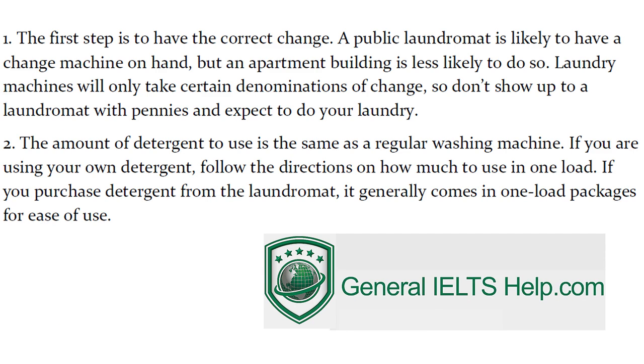1. The first step is to have the correct change. A public laundromat is likely to have a change machine on hand, but an apartment building is less likely to do so. Laundry machines will only take certain denominations of change, so don't show up to a laundromat with pennies and expect to do your laundry. 2. The amount of detergent to use is the same as a regular washing machine. If you are using your own detergent, follow the directions on how much to use in one load. If you purchase detergent from the laundromat, it generally comes in one load packages for ease of use.